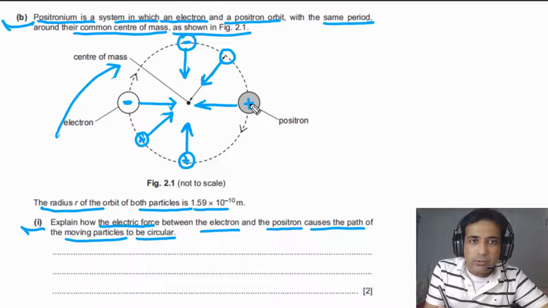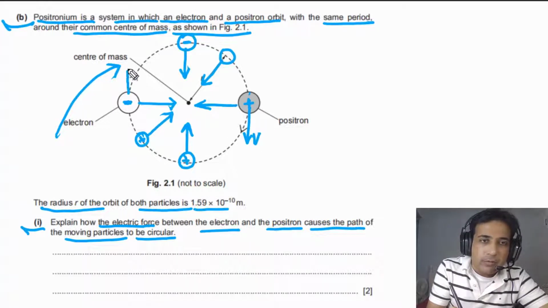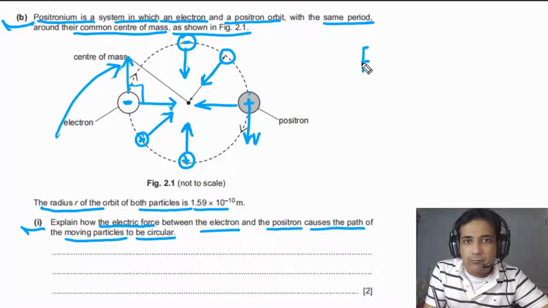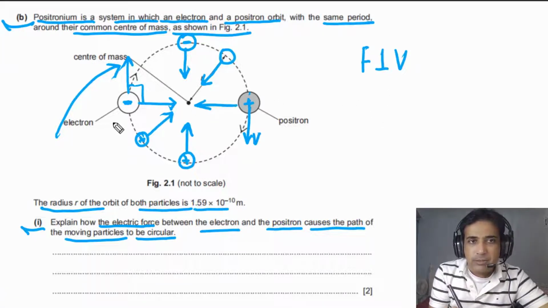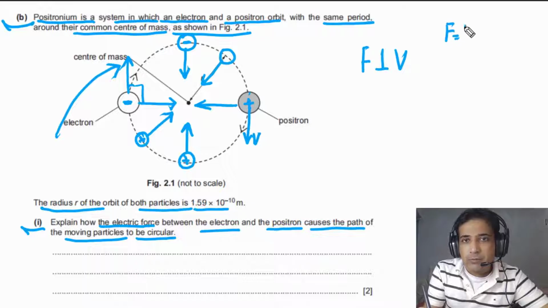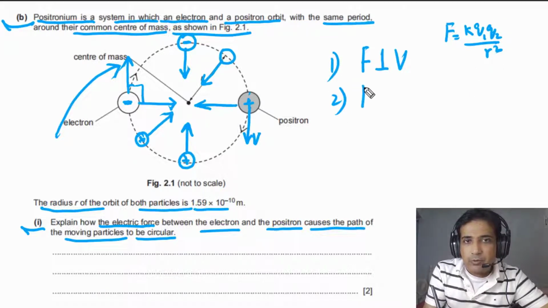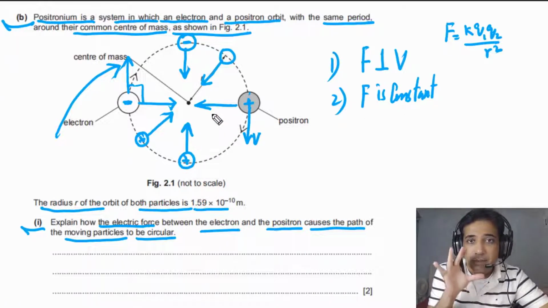So if you look at this particle, when it is at this point, velocity of this particle is directed vertically downwards. And velocity of this one will be directed vertically upwards. Now, if you look at the angle between force and the velocity, this angle is 90 degrees. So simply we can say force in this case is perpendicular to velocity. And force between these two particles is constant because Coulomb's force is equal to K Q1 Q2 divided by R square. Force is constant. So second point we can write down, force is constant, means force on each particle is constant, and force is perpendicular to velocity.